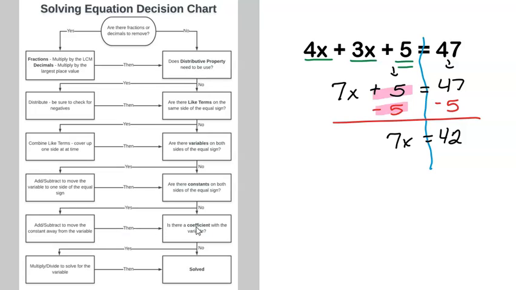So then, is there a coefficient with the variable? And again, coefficient with the variable is a number immediately next to it. So yeah, there is a coefficient 7. That coefficient is held there by multiplication. So the inverse operation is division. So I'm going to divide by 7. And again, what I do on one side, I do on the other. The 7s will cancel each other out. They're on my left, leaving me with just x, which is exactly what I wanted. And then on the right, 42 divided by 7 gives me 6. And now I am solved.